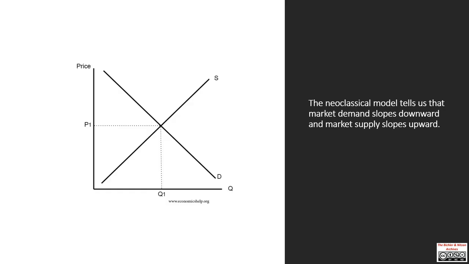But that is not the end of it. The neoclassical model tells us that market demand slopes downward and market supply slopes upward. But do they?